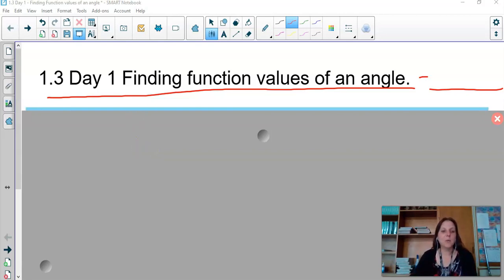Hi everybody. Today we're talking about finding function values of an angle. So go ahead and write down the title in your notes and put the date, and then go ahead and put your pencil down for a little bit.